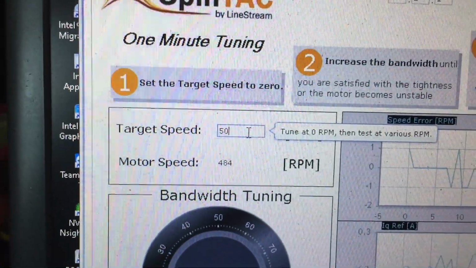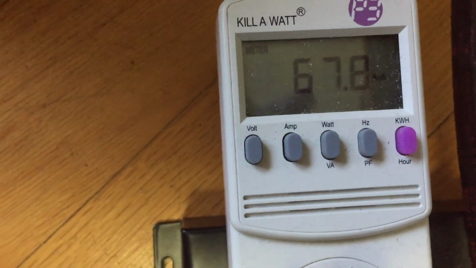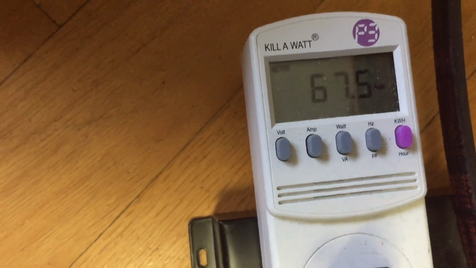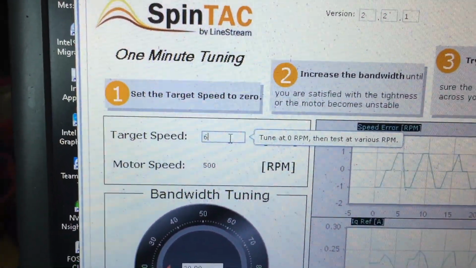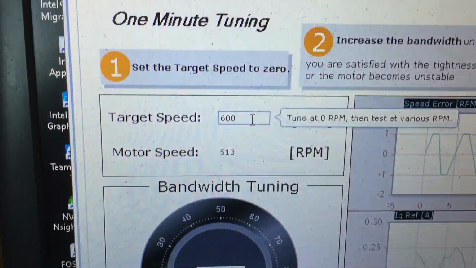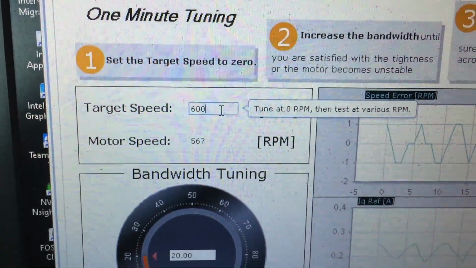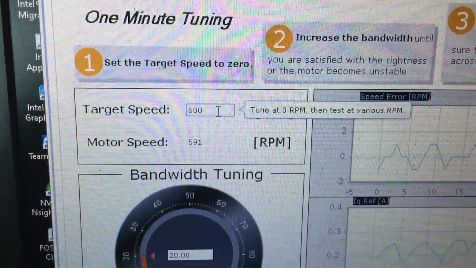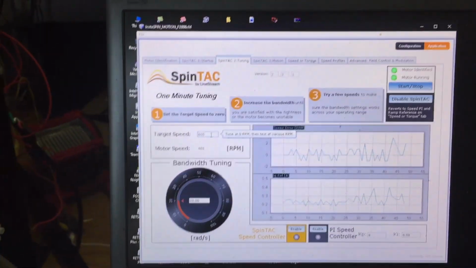Then we went to 500 and then 600. Okay, 500. Yeah, 67, 68, 67. Now to 600. It's 78. So Luc was right. Thank you for this good comment.